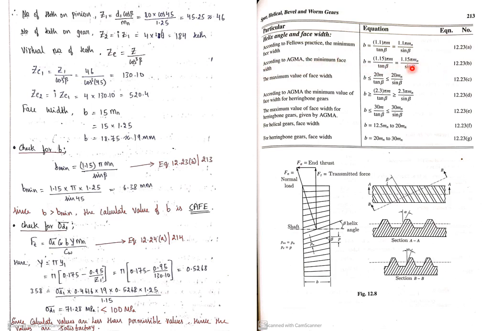This is the equation: 1.15 pi mn by sine beta. Just substitute the values of mn and sine beta. So this value must be less than this value. It means the calculated value must be greater than the minimum value. So hence your calculated B, whatever you have assumed and calculated, the module is safe.